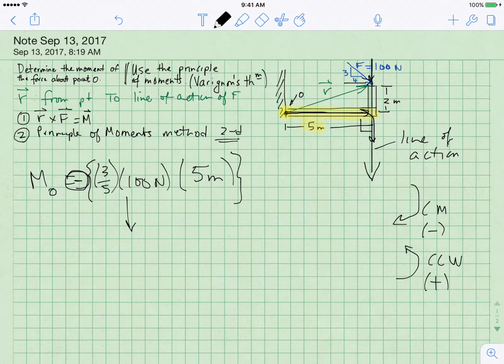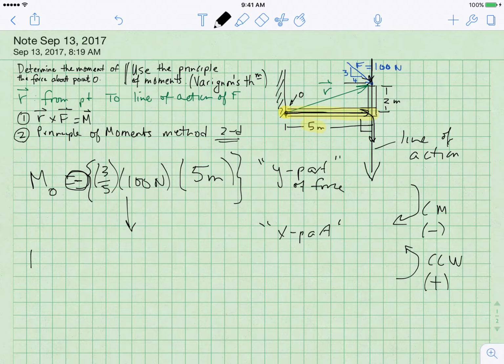Okay, so we haven't finished this problem. What we now need to do is think about the x part of the force. So this was the y part of the force. And now I want to think about the x part of the force.